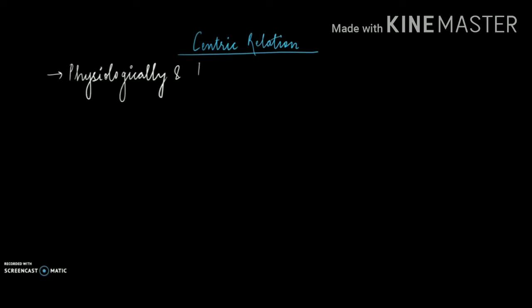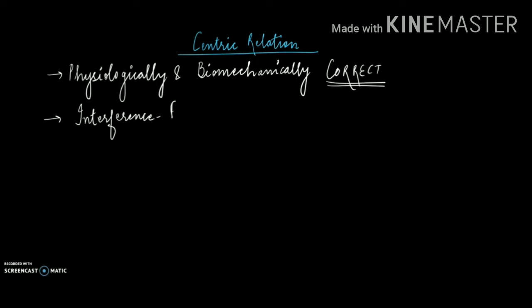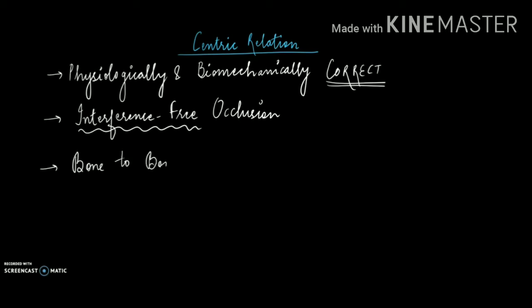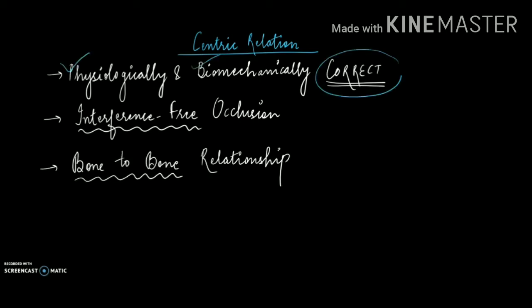So basically, centric relation is a jaw position which is physiologically and biomechanically correct, and it is the only jaw position that permits an interference-free occlusion. In short, we can say that centric relation is a bone-to-bone relationship. Centric relation is physiologically and biomechanically correct. Interference-free occlusion can be achieved in centric relation, and it is a bone-to-bone relationship.